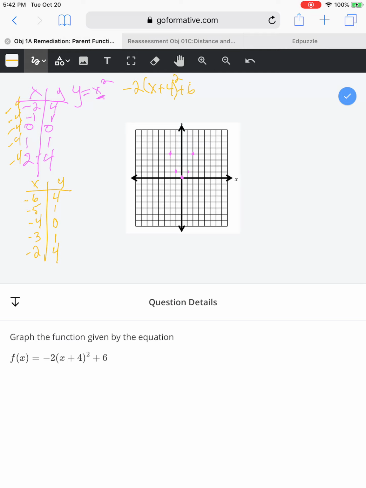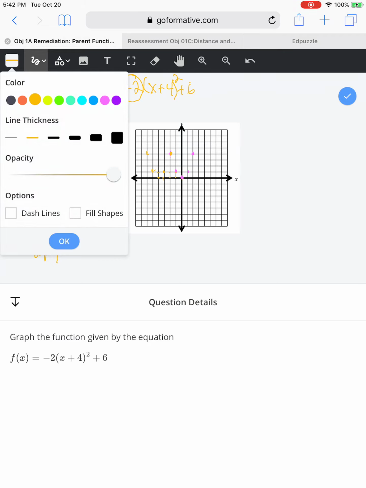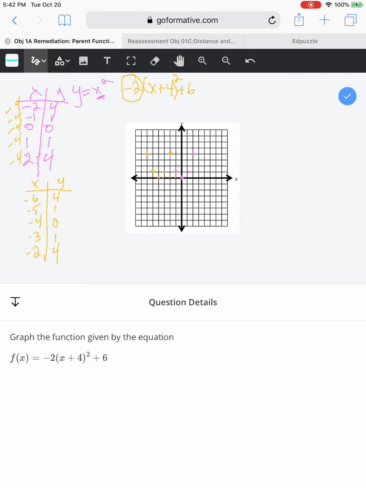And so, again, that's just the equivalent. I just shifted all of my points from my original function 4 spaces to the right. So this would be 4 spaces, this would be 4 spaces, this would be 4 spaces, this would be 4 spaces, and this would be 4 spaces. Okay. Next thing I see is I have a -2 right here. So what I'm going to do is multiply all of my y values in my table by -2, because it's a stretch and a reflection.